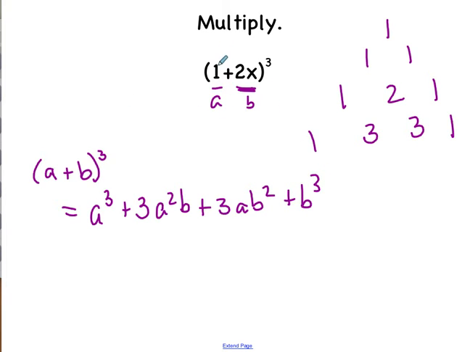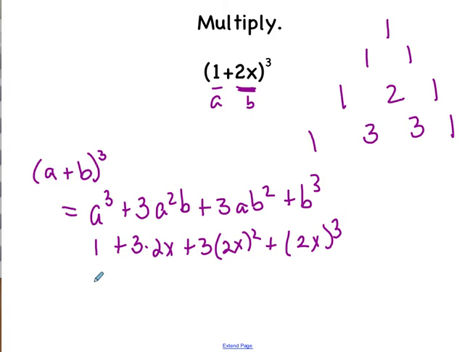Now I'm just going to substitute in 1 for a and 2x for b. So this becomes 1 to the 3rd power, which is just 1, plus 3 times 1 squared, which is just 1, times 2x plus 3 times a, which is 1, times b squared plus b cubed. So now we'll simplify. 1 plus 6x plus 3 times 2 squared, which would be 12. So it's 12x squared, plus 2 cubed, which is 8, 8x cubed. And there you have it.